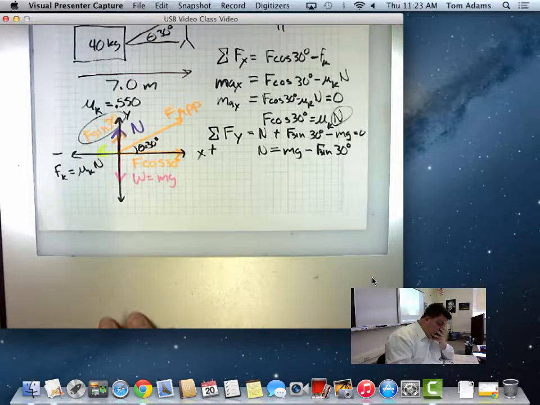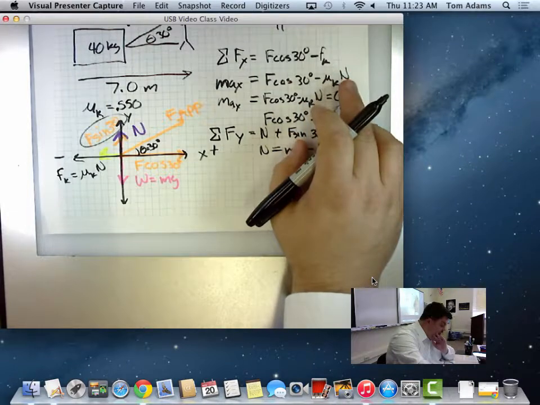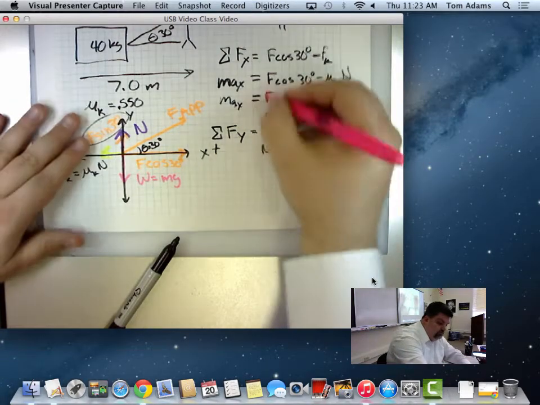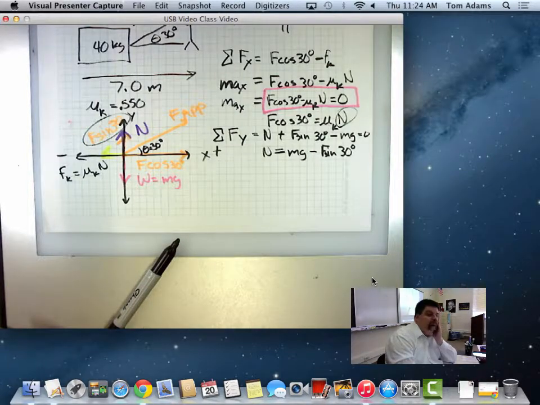So now what I really need to do is find the force in the x direction. And to find the sum of the forces in the x direction, what I really have is all this stuff. I have this line here. Are you guys with me so far?